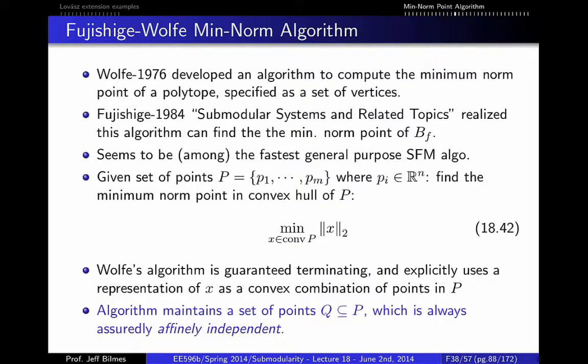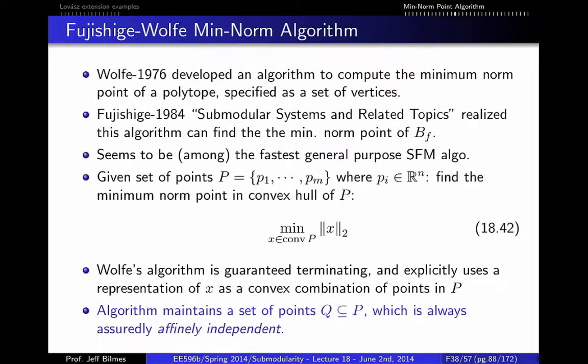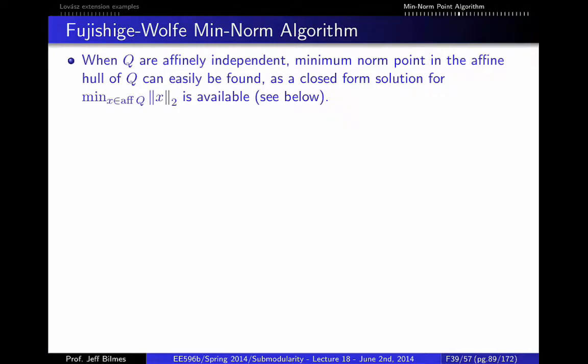Q, which is a subset of vertices, and that Q is always assuredly affinely independent, which is something we need to prove. But this is just a property of the algorithm. It's an invariant of the algorithm, in the language of algorithmic proof theorists. So Q will always be affinely independent, and you know what affinely independent is now. When Q is affinely independent, the minimum norm point in the affine hull of Q is really easily found.